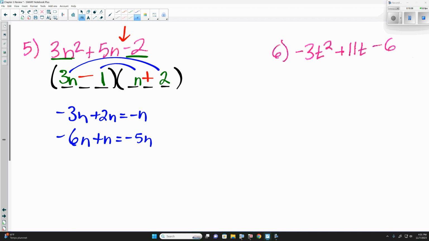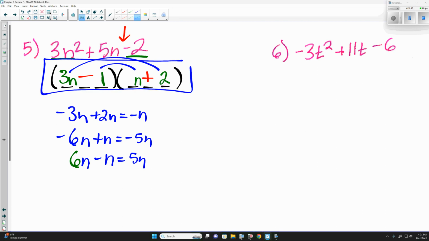And if we check it one more time, 3n times 2 is 6n. Negative 1 times n is negative n, giving us positive 5n. That is the middle term we wanted, so we get this here.